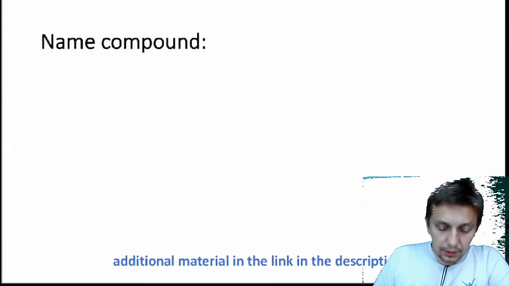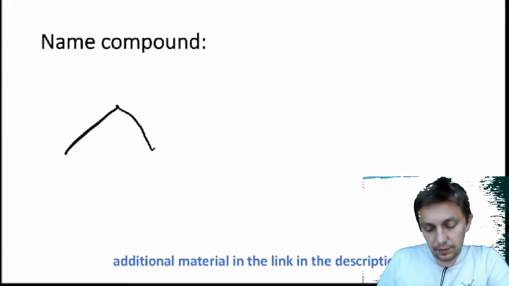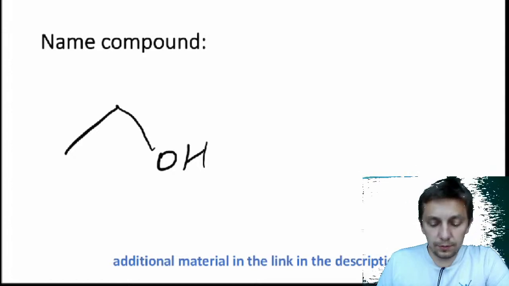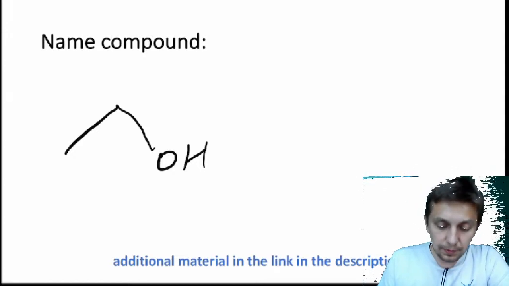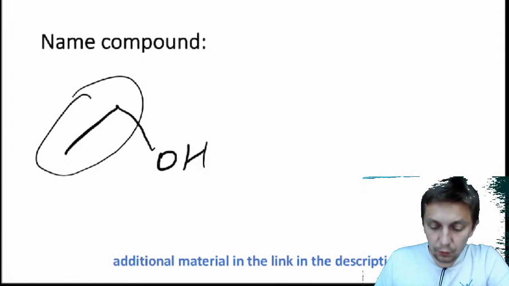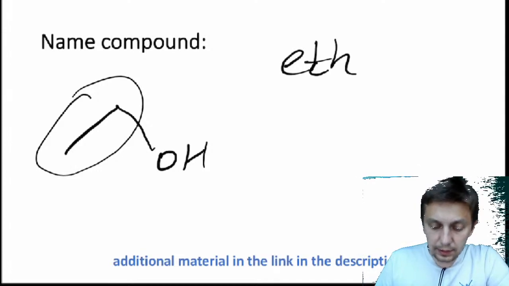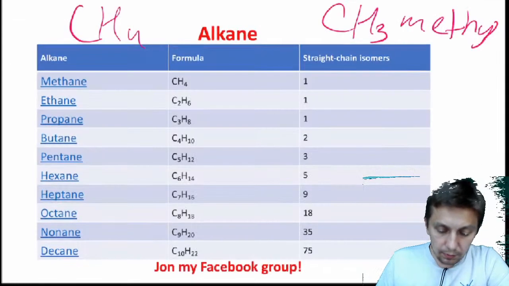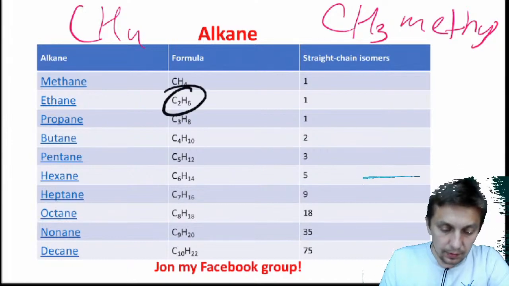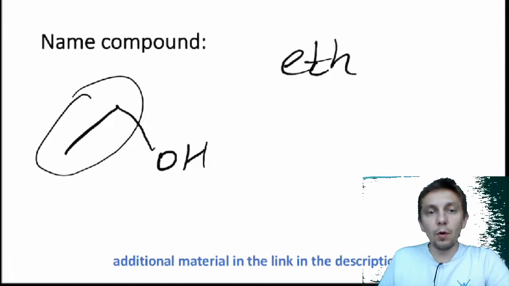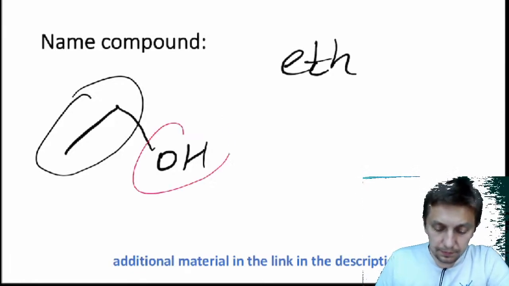Compounds with oxygen, for example, OH. I think everyone or most of you know these groups. We find the longest chain. In the longest chain we have 2 carbon atoms. Second step, we must name all modifications. We have OH.